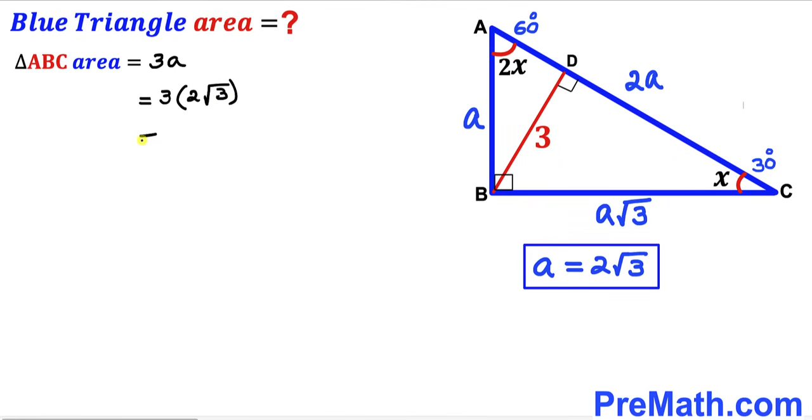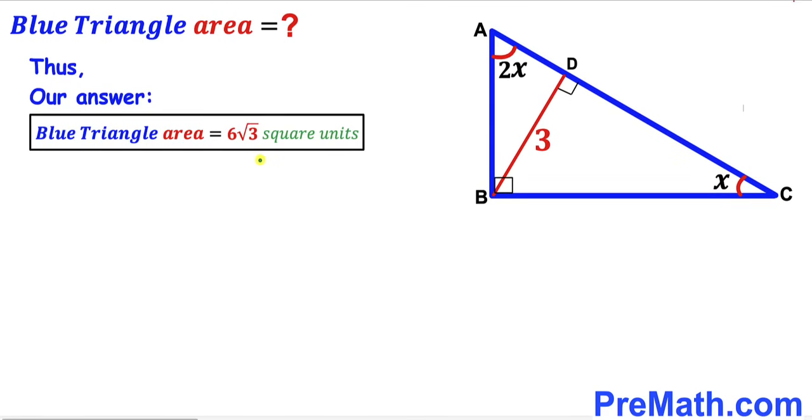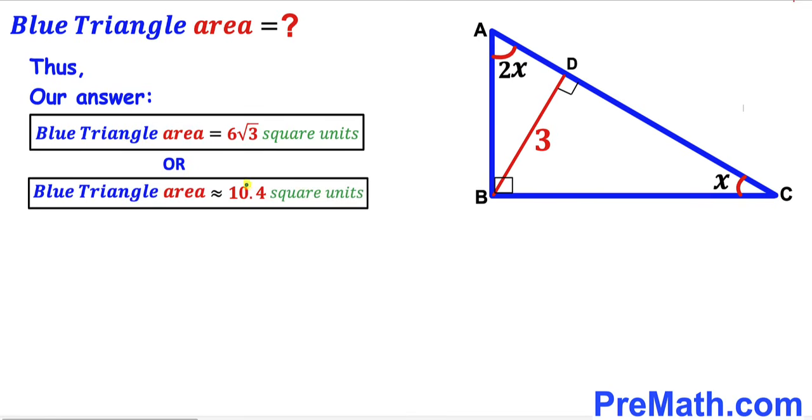And if we multiply this, that is going to give us 6 times the square root of 3 square units, the area of this blue triangle ABC. So thus after all the calculations and manipulations, the area of this blue triangle ABC turns out to be 6 times square root of 3 square units. And that is going to be approximately equal to 10.4 square units as well. And that's our final answer.